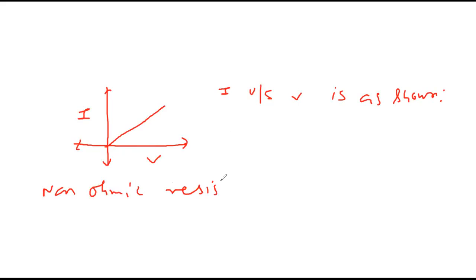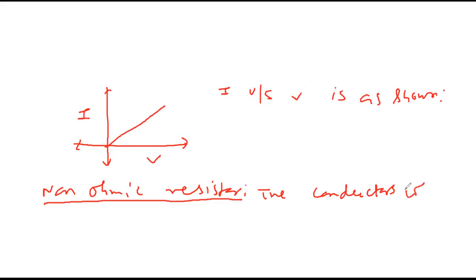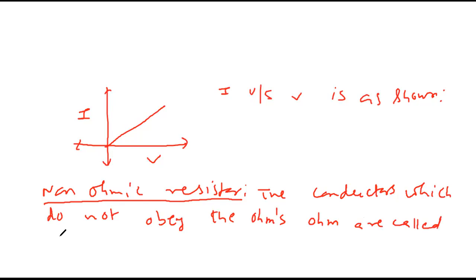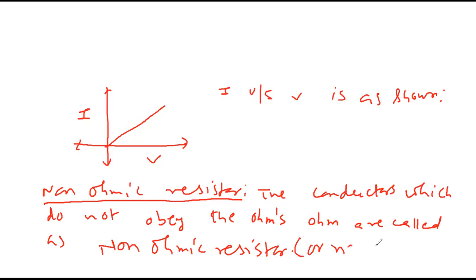Non-ohmic resistor. The conductors which do not obey Ohm's law are called non-ohmic resistor, or non-linear resistor.